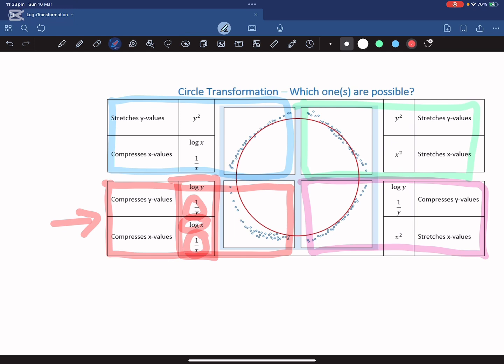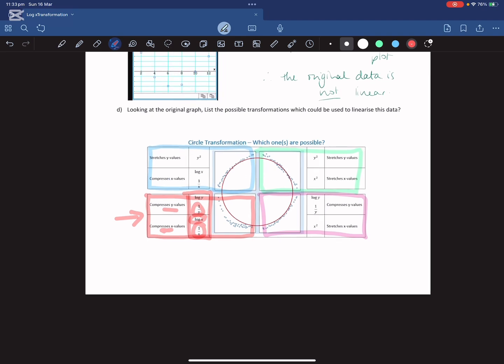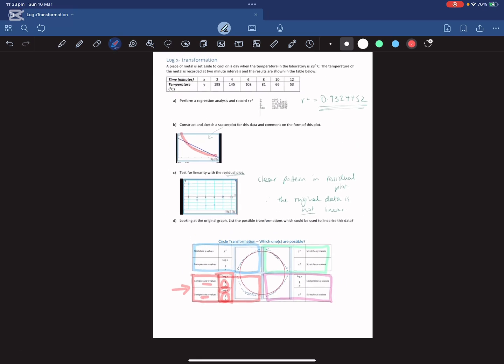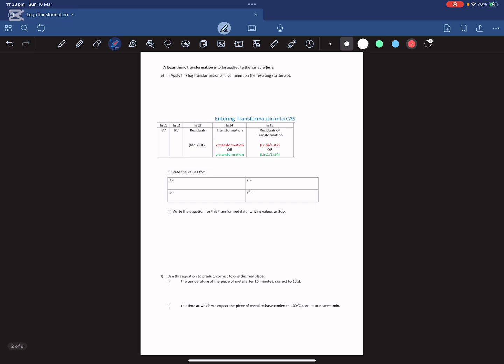Now, you're compressing and you're stretching, etc. I suggest you get your head around transformations before getting too bogged down with that. And then once you've got your head around it, they sort of make sense, what you're doing.